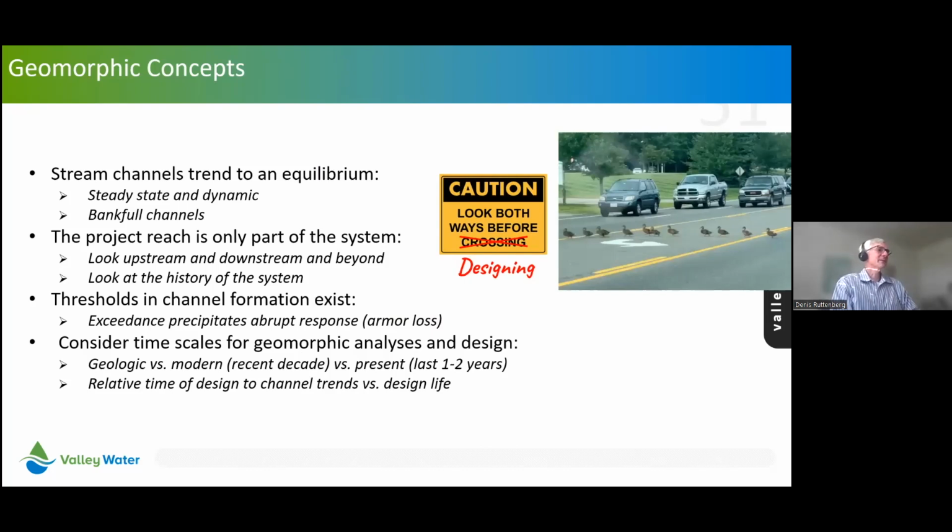Anyway, to revisit the key points, stream channels are not necessarily static, but they could trend to a dynamic equilibrium. You can quantify it by describing it as a bankfull channel according to bankfull parameters or watershed parameters. Definitely when you do a project, it's not all about your project site or reach. It's part of a system. Look upstream, look downstream, look at the history.